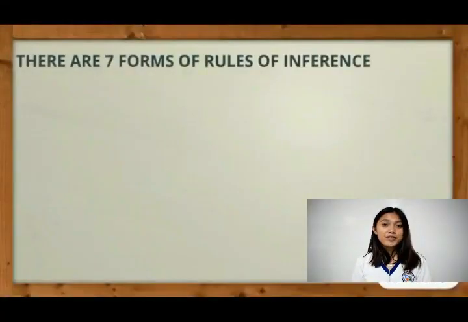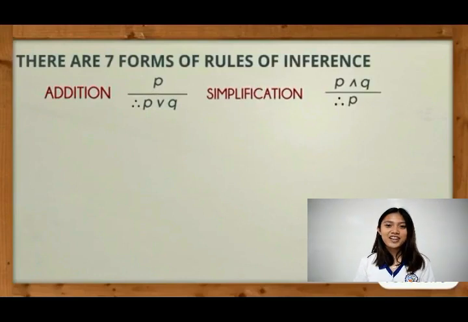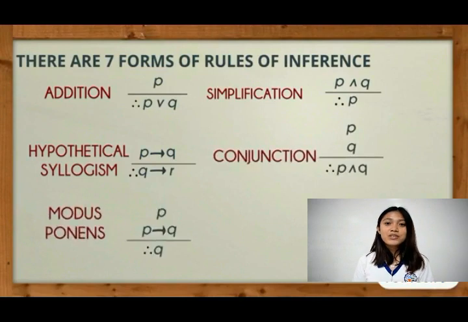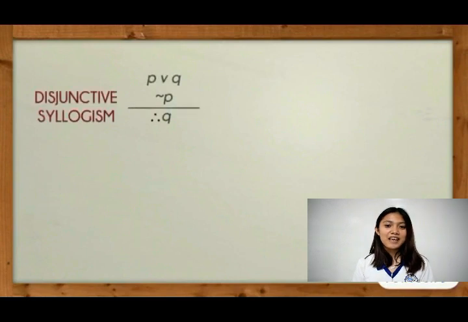There are 7 forms of rules of inference: addition, simplification, hypothetical syllogism, conjunction, modus ponens or mode of affirming, disjunctive syllogism, modus tollens or mode of denying.